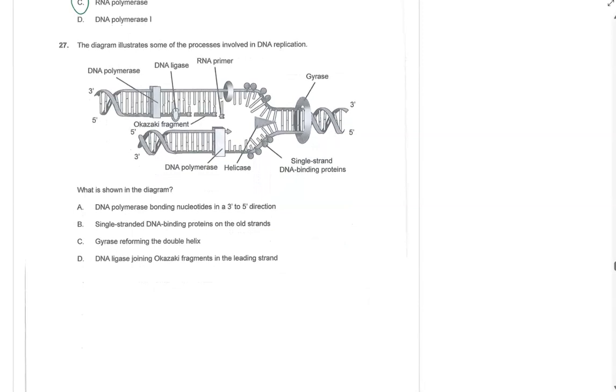27. The diagram illustrates the process involved in DNA replication. So what's shown in the diagram? I mean, loads is shown in the diagram, isn't it? So DNA polymerase bonding nucleotides in a 3' to 5' direction. No. Then single-stranded DNA binding proteins on the old strand. Yes. Here, you've got those. Okay. The gyrase isn't forming a double helix, it's stabilizing it. And the ligase isn't joining the Okazaki fragments on the leading strand, so it's B.